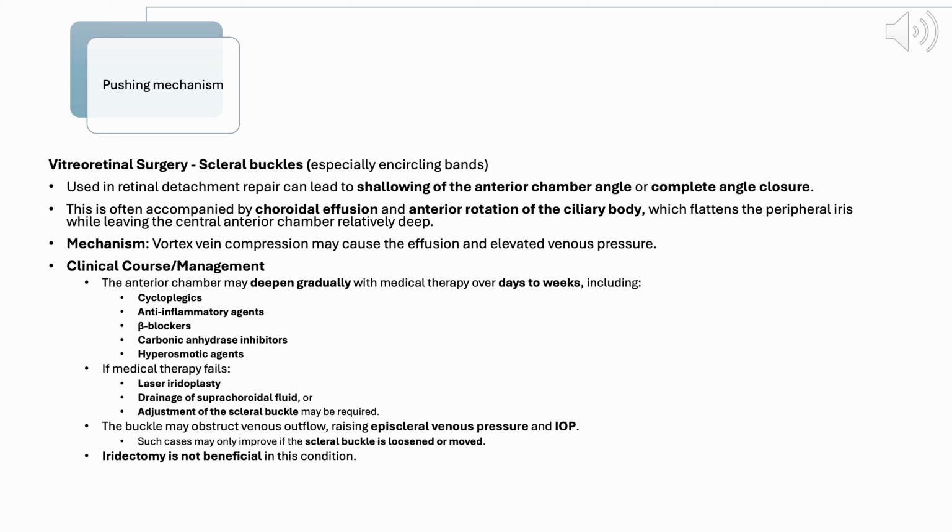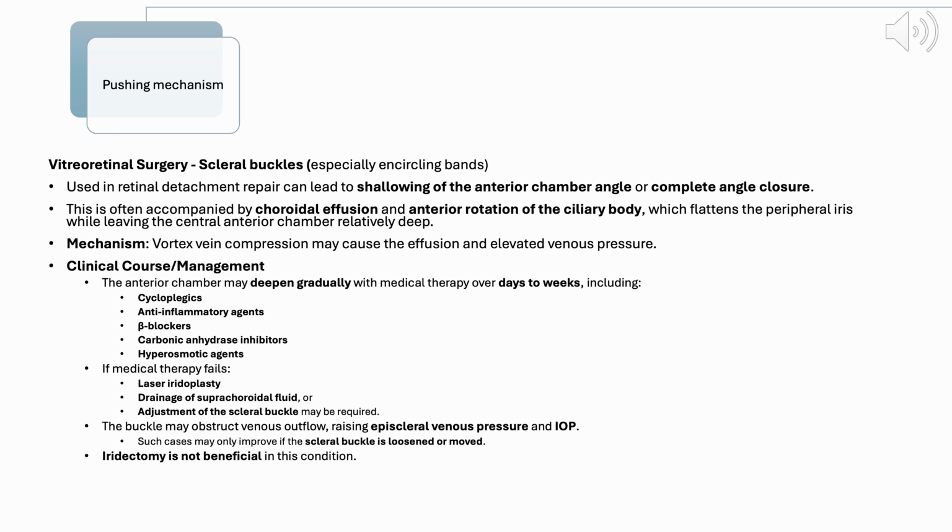Clinically, the anterior chamber may gradually deepen over days to weeks with medical therapy. This includes the use of cycloplegics, anti-inflammatory agents, aqueous suppressants such as beta blockers and carbonic anhydrase inhibitors, and hyperosmotic agents. If medical therapy fails, additional interventions may be necessary, such as laser iridoplasty, drainage of suprachoroidal fluid, or even adjustment of the scleral buckle itself.